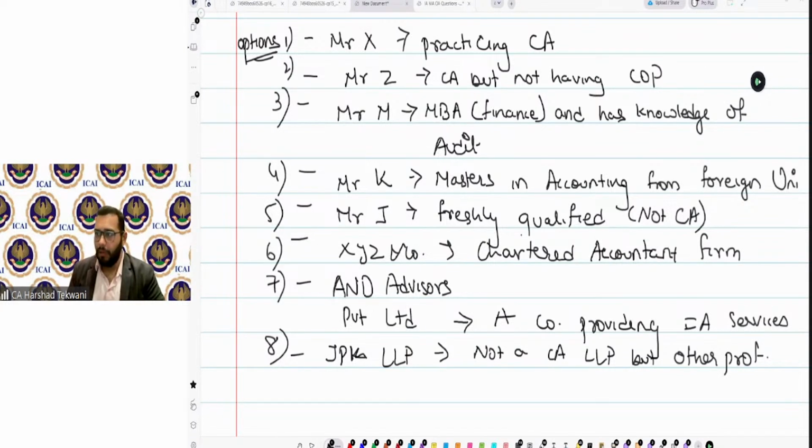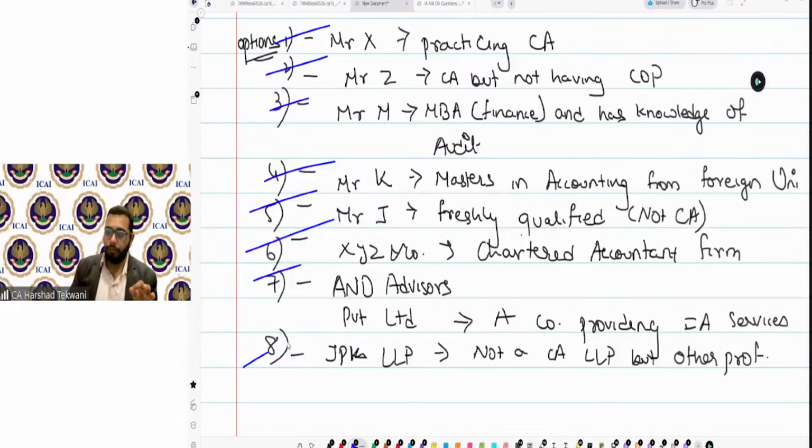It is pretty easy, trust me. With respect to the provisions, there is not much complexity involved in respect to the person who should be appointed or not. As per the provisions, I can appoint Mr. X, who is a practicing CA. I can appoint Mr. Z, who is not a practicing CA. I can appoint Mr. M, Mr. K, Mr. J, XYZ, A&D, JKP. I can appoint all.